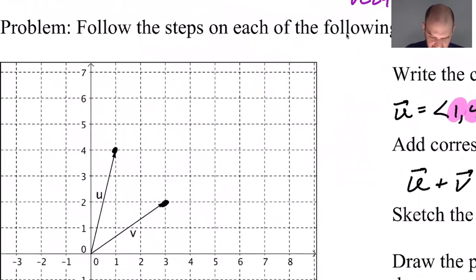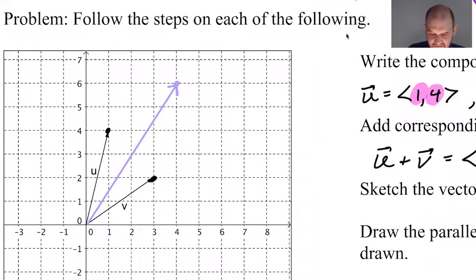So 4, 6 is here, right? I'll use a different color for this. So the vector is here, right? That's the vector 4, 6. Why is it 4, 6? Because it starts at 0, 0 and ends at the point 4, 6. So that's the component form of the vector, 4, 6. So now what I want to do is look at what we could have done graphically.